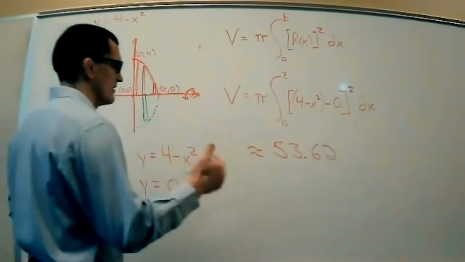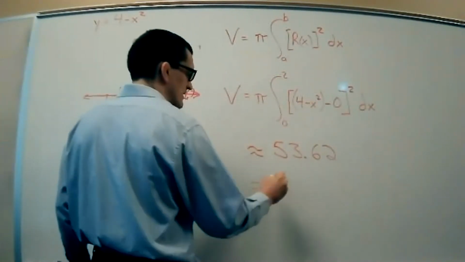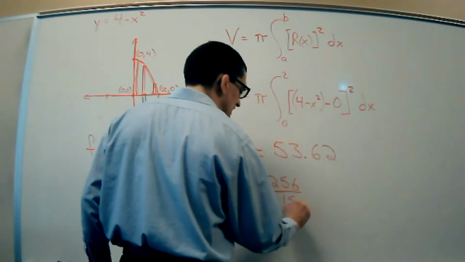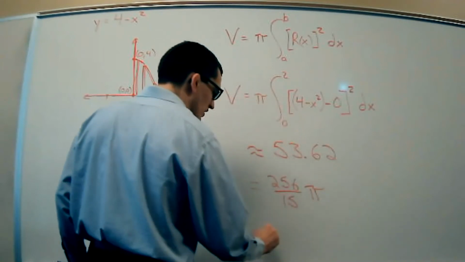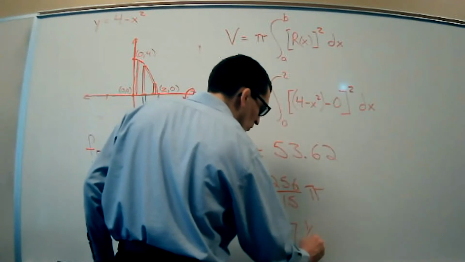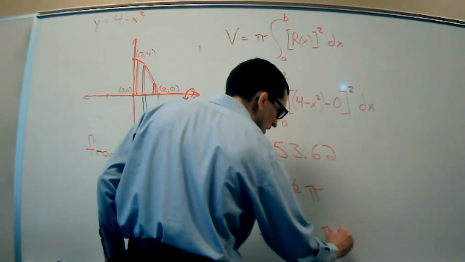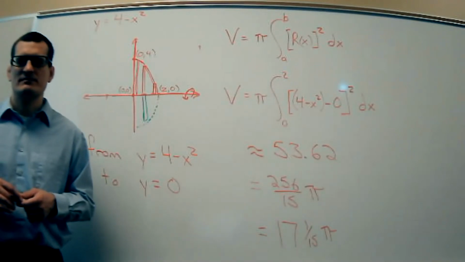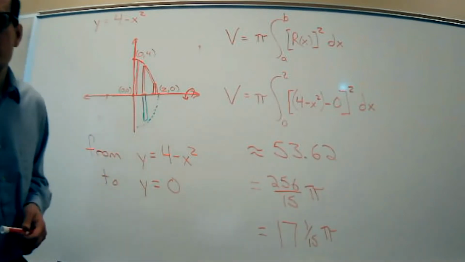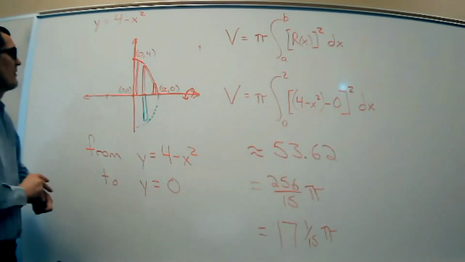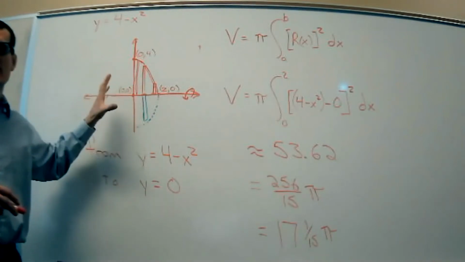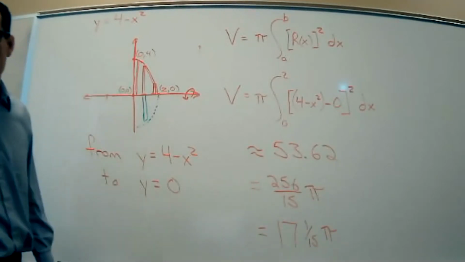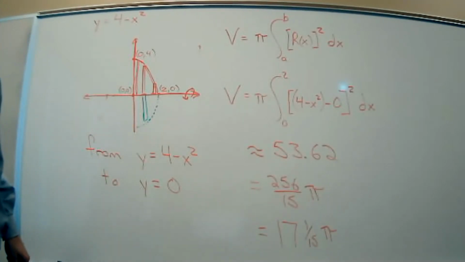So if you write your answer, again, there's a lot of different ways to write it, but 256 over 15 pi, or 17 and 1/15 times pi. Okay, either way is perfectly all right. So that's the idea. That's the main idea of this section. We're going to get a little bit more in depth as we go along, but that's the big concept.